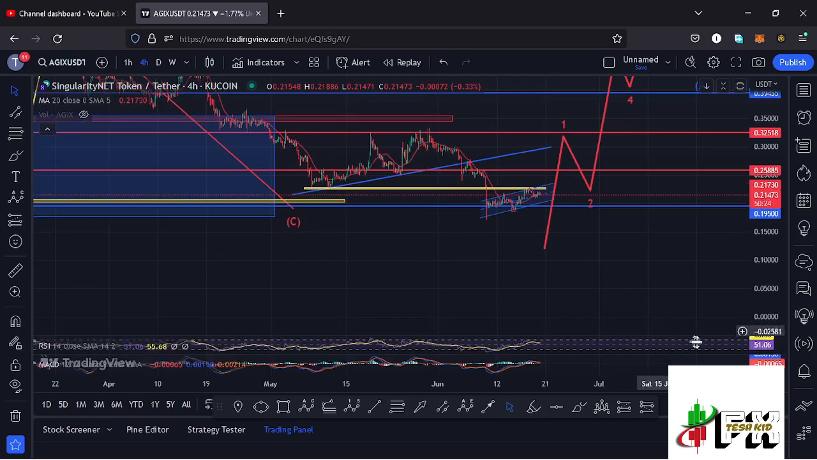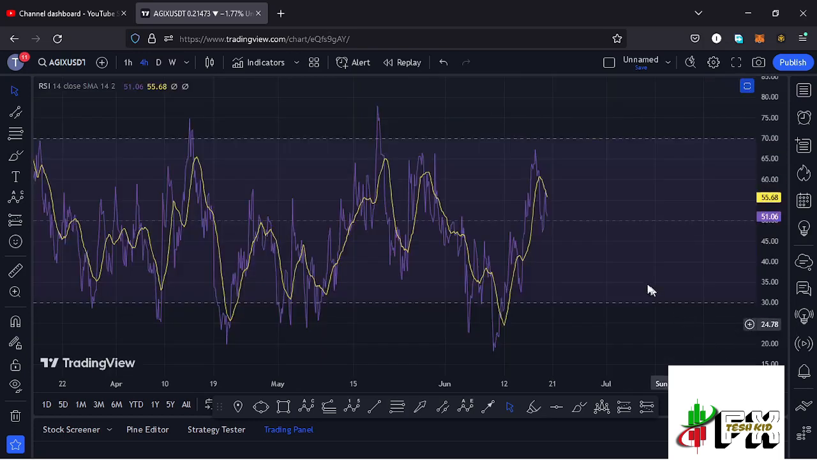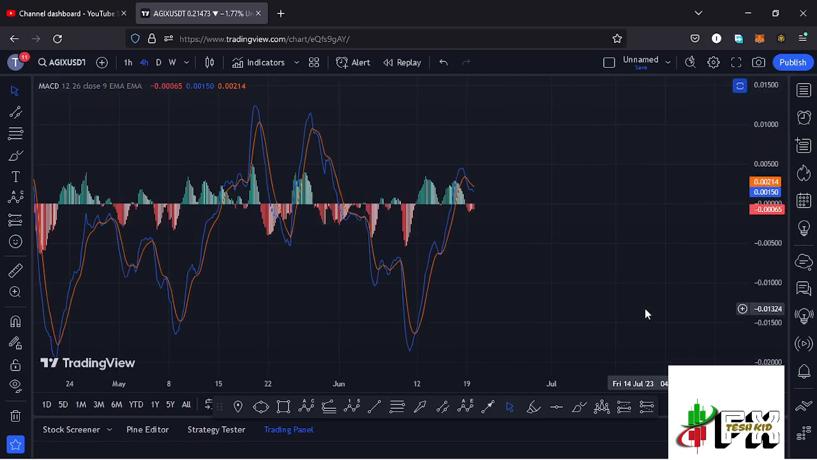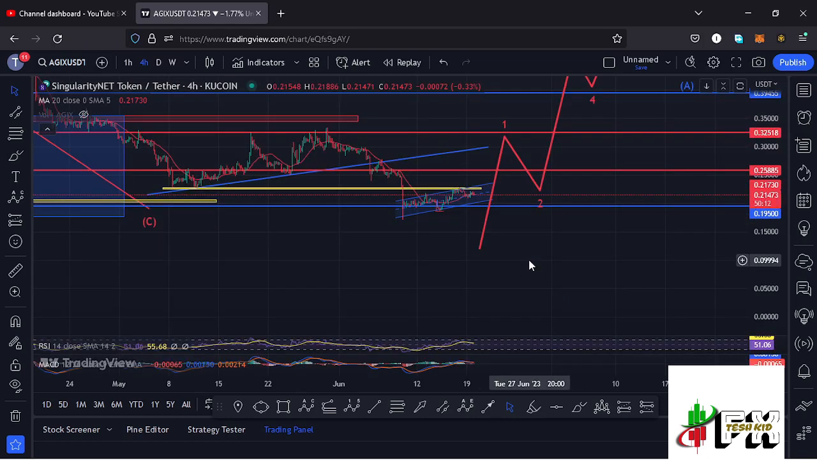Also taking a look at the indicators, on the RSI, we are trading at around the 51 mark. On the MACD, we have been able to print a bearish cross, still suggesting further breakdown. So let's be patient and see how that plays out, and I'll be keeping you updated.